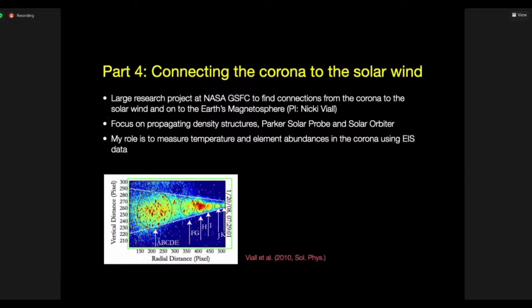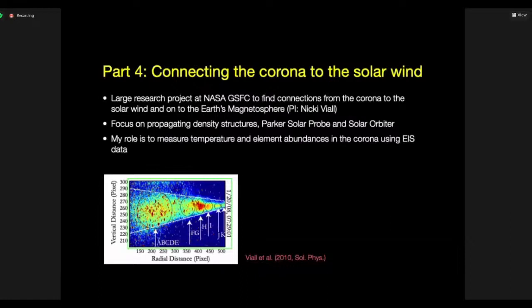Okay, the final part of my talk, I'll briefly describe my role in a project for connecting the corona to the solar wind. The project's based at NASA Goddard and is led by Nikki Vial. The aim is to trace plasma from the corona through the solar wind and up to the Earth's magnetosphere. Particular focus is on understanding periodic density structures seen in the solar wind. Examples are in the figure here on the slide. And these are likely related to reconnection occurring in the corona.